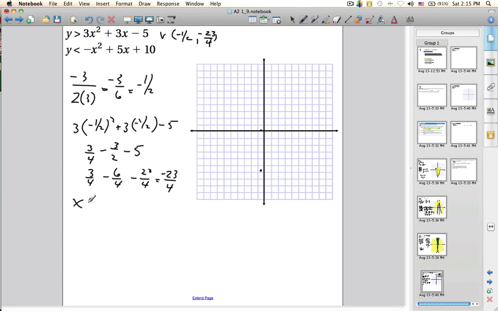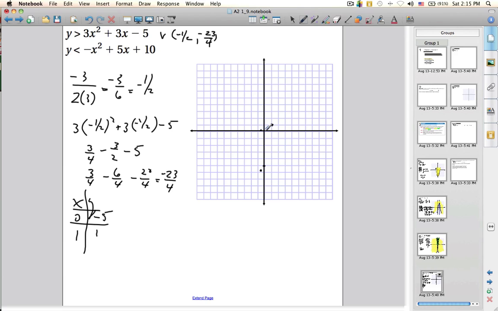So I'm going to go ahead and do an input-output table. I'm going to use 0 and 1. When I plug 0 in, I'll get negative 5. When I plug 1 in, I'll get 3 plus 3, which is 6, minus 5, which is 1. So at 0, we're at negative 5. That's right here. But at 1, we're at positive 1, all the way up here.